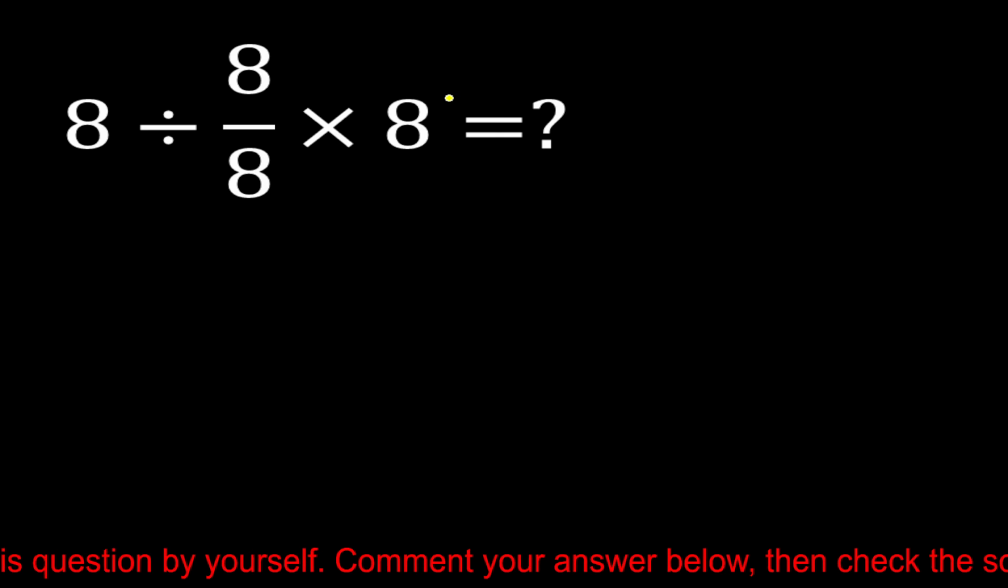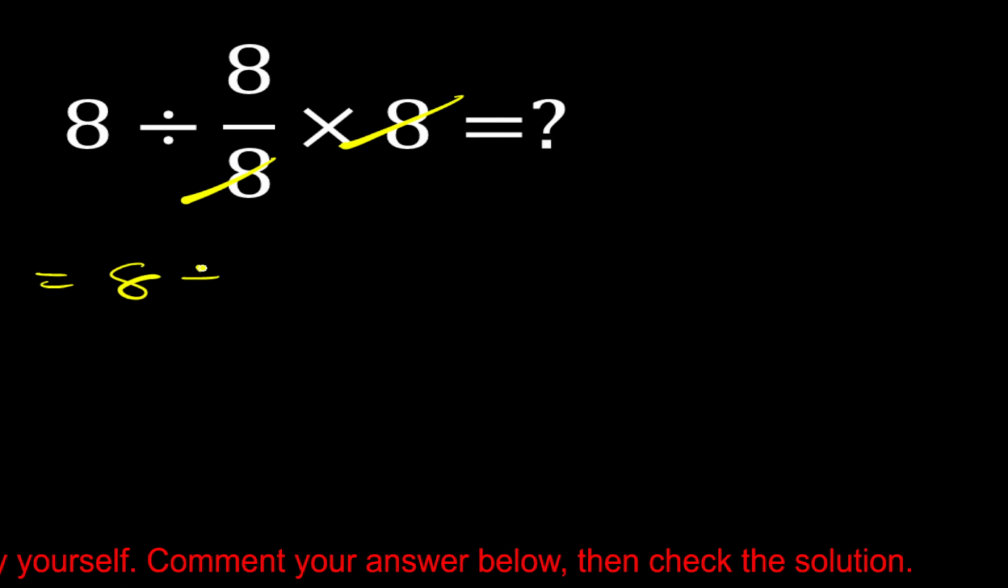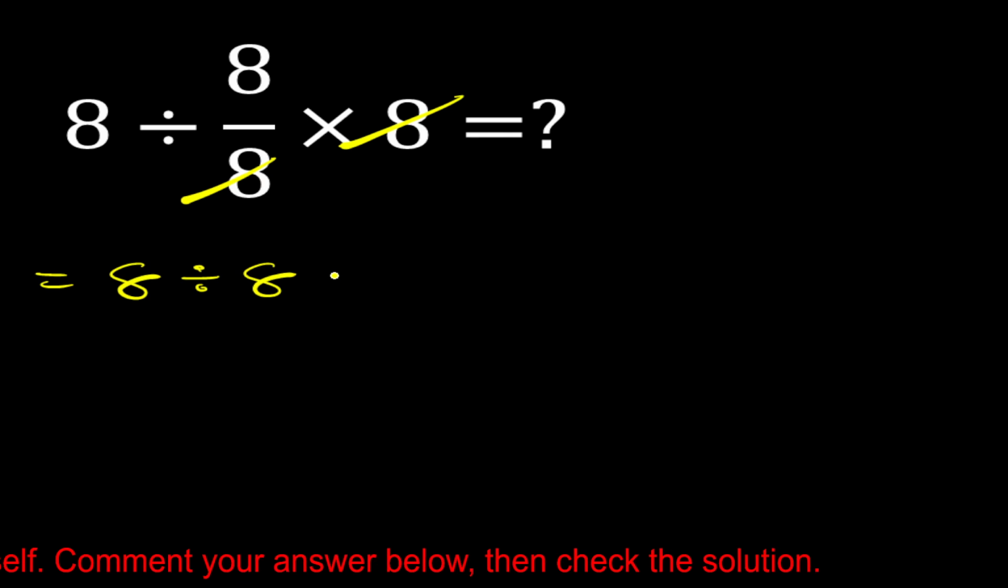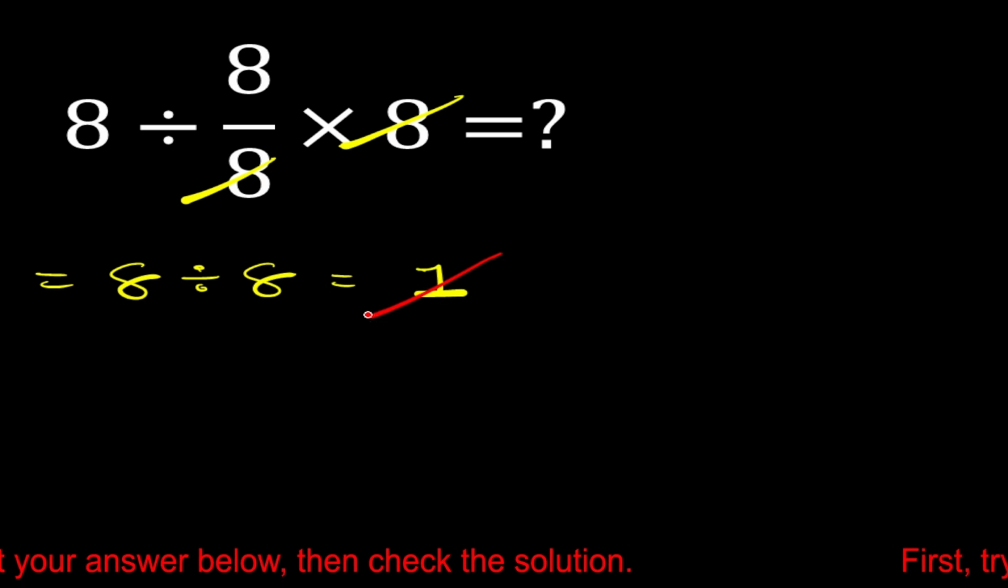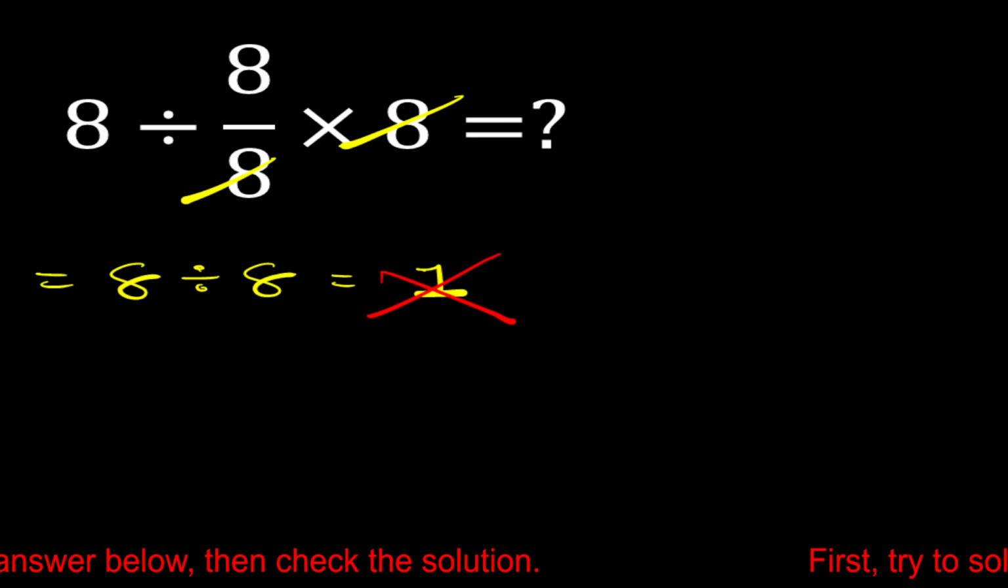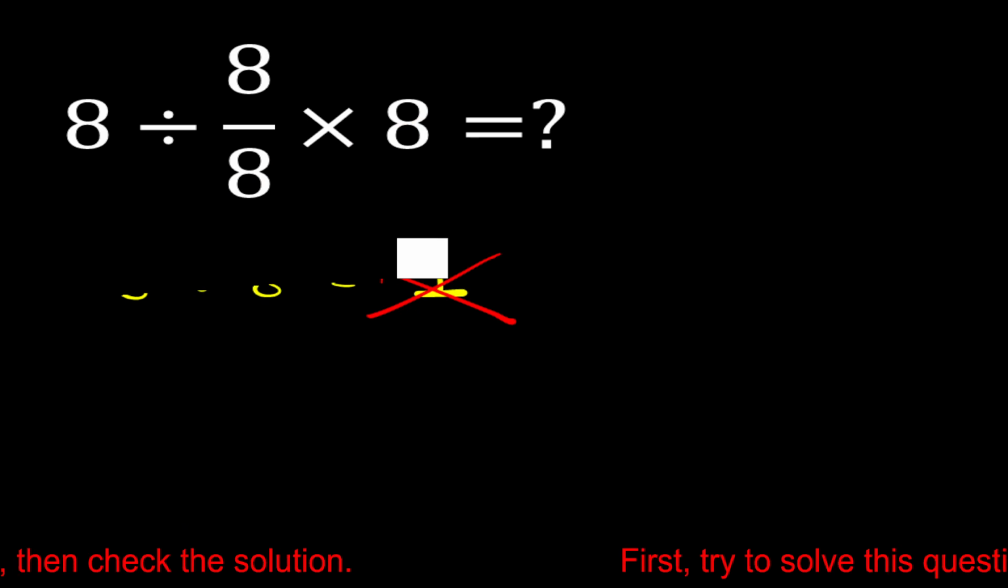So cancel this 8 by 8, which is equal to 8 divided by 8, which is equal to 1. Okay, but this answer is not correct. This answer is completely wrong. So now let's solve this problem correctly by using the PEMDAS rule.